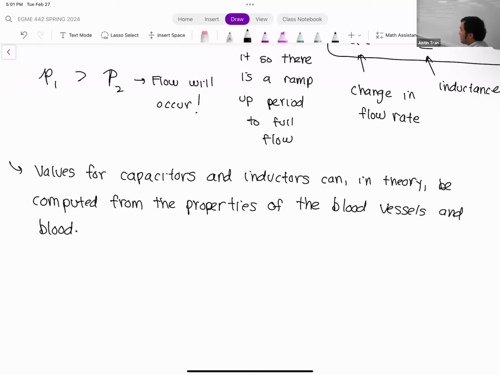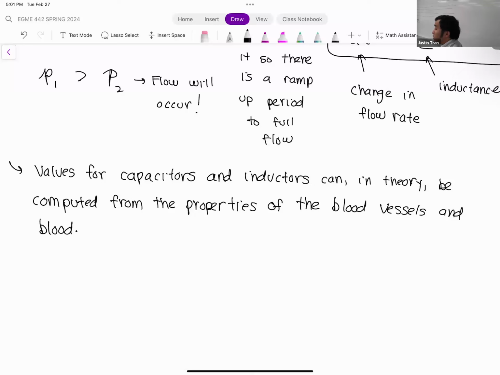Because these circuit elements do represent physical things, you should be able to compute their properties using physical quantities. In theory, of course, and I have that caveat because it's not always as easy as it seems. We were able to come up with an equation for the resistance because it's pretty clear from the Navier-Stokes equations.